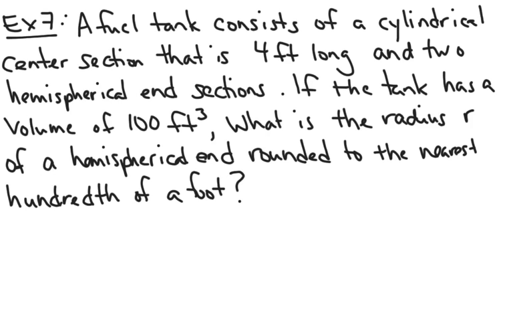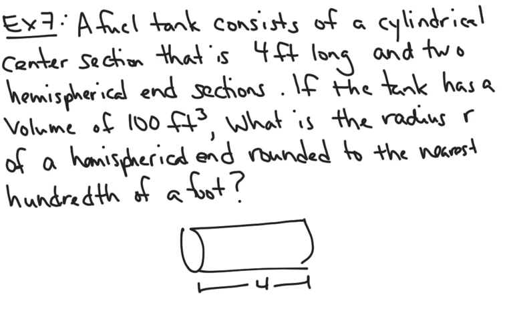A fuel tank consists of a cylindrical center section. Remember, a cylinder looks something like this. And that's 4 feet long, I should have written that. And there are these 2 hemispherical ends. They're like half circles. If the tank has a volume of 100 cubic feet, what is the radius r of one of the hemispherical ends rounded to the nearest hundredth of a foot?